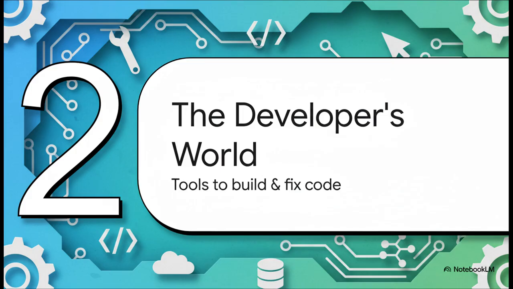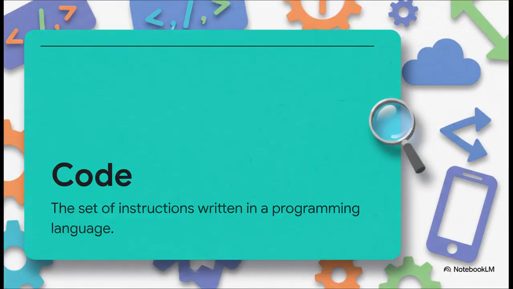Okay, so we've covered the basics, the stuff we all see on the screen. Now, let's pull back the curtain and dive into the developer's world. We're going to look at the tools they use to actually create and fix all this software. And what's at the very heart of all this? Code. The best way to think about code is like a recipe. It's just a set of really precise instructions written in a special language that tells the computer exactly what to do step by step to get a certain result.